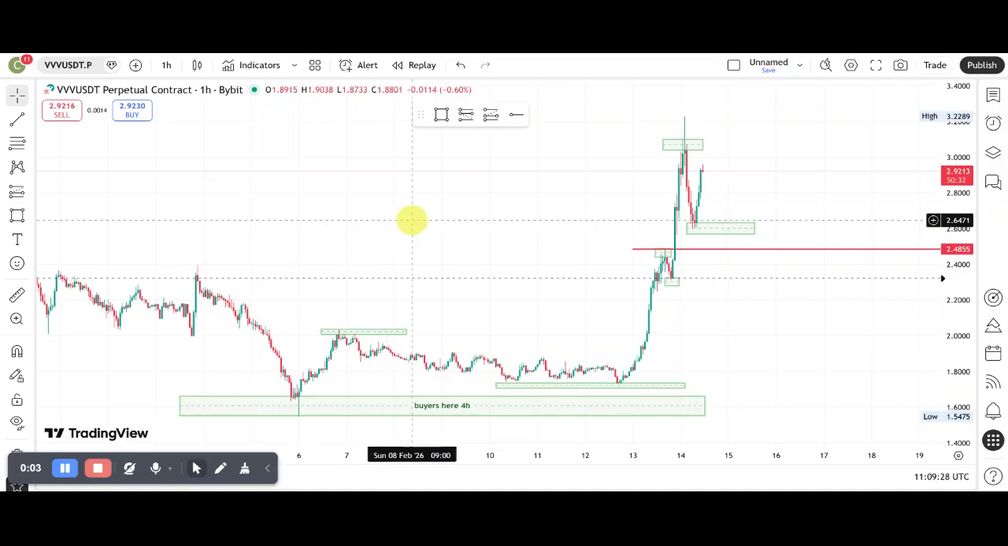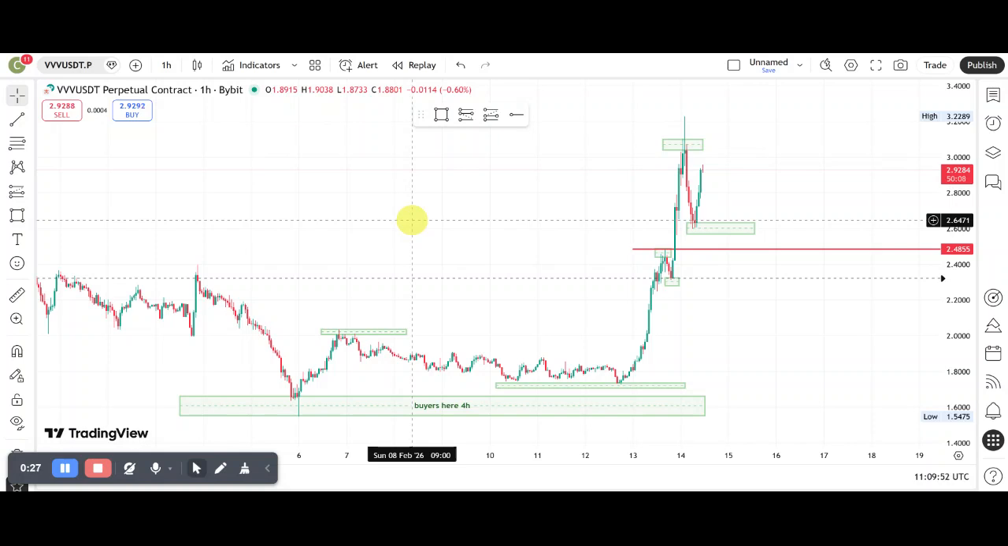Hey guys, today I'll be making a brief analysis on VVV using the ICC strategy I've been learning for the past few weeks now. It's been about 2 weeks since I started learning the ICC strategy, which is indication, correction, and continuation. I might make a video about what these terms imply, but I'll just go straight into my analysis.